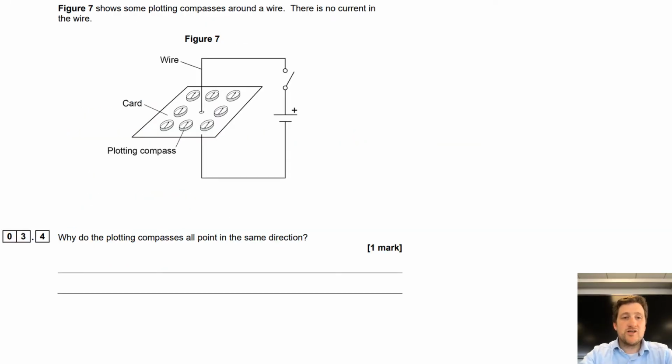Okay, why do the plotting compasses all point in the same direction? If we look at our figure 7, they're all pointing in that direction. And that is because compasses, without a current flowing in that wire, all align or all point north. They align with the magnetic field of the Earth, which is north.